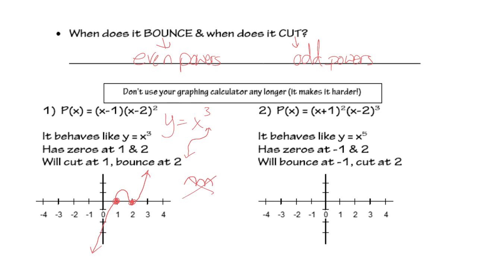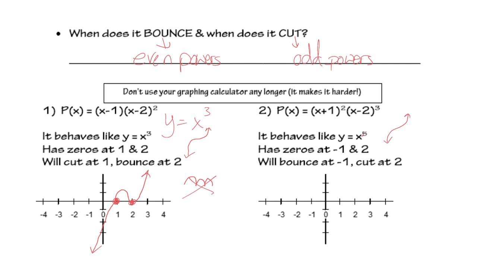This one's going to behave like y equals x to the 5th, because you have 2 here, plus you got 3 more there. So you've got a total of 5 x's laid out here. So that's going to look like y equals x to the 5th. Start low, end high. It only has 2 zeros, at -1 and at 2. Since the one at -1 has an even power, it's going to bounce at that spot. But the 2 has an odd power, so it's going to cut at 2.